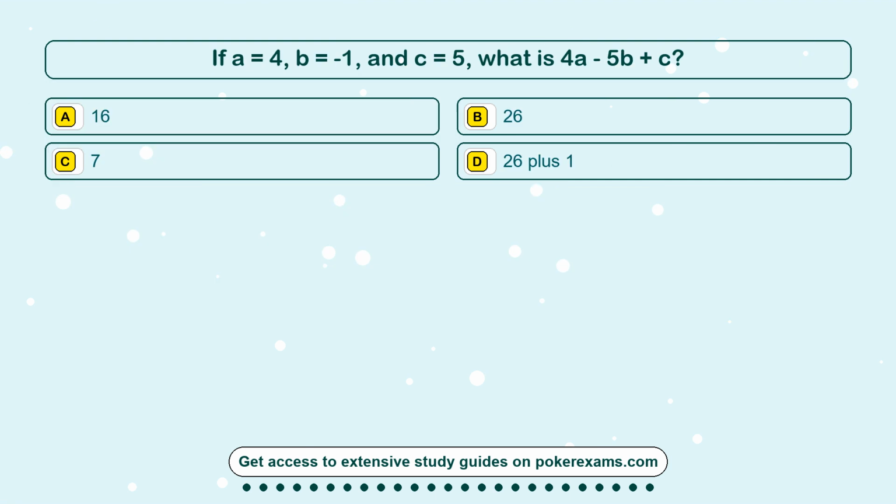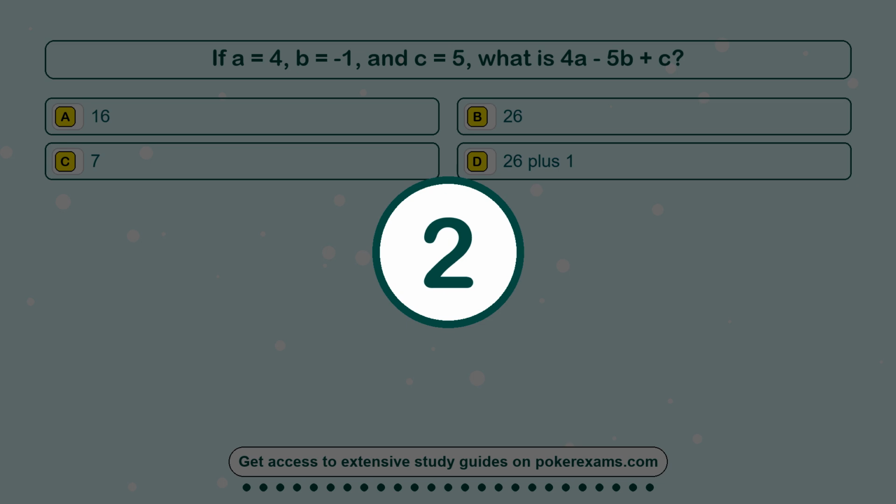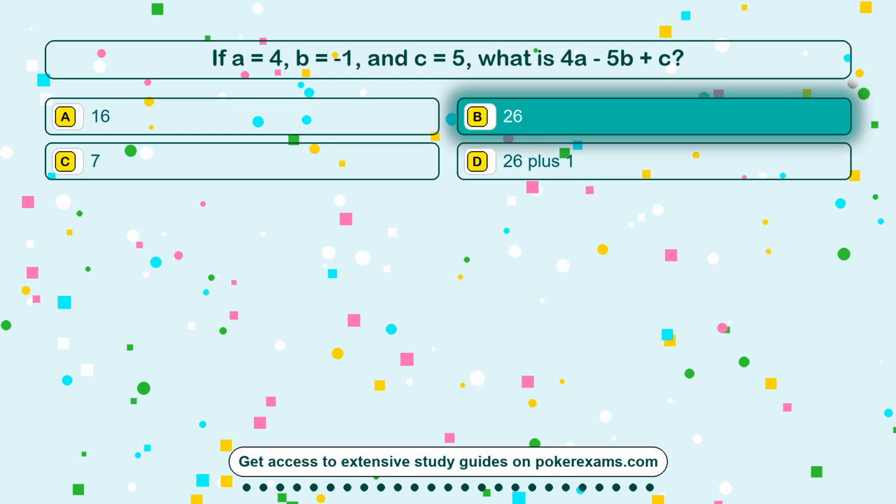Question 8. If A equals 4, B equals minus 1, and C equals 5, what is 4A minus 5B plus C? Option A 16. Option B 26. Option C 7. Option D 26 plus 1. The correct answer is option B.